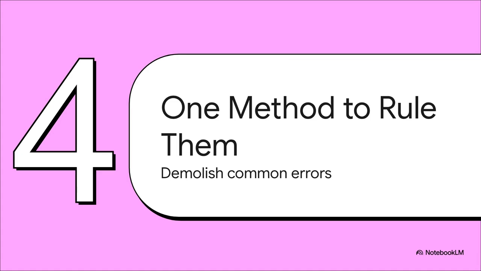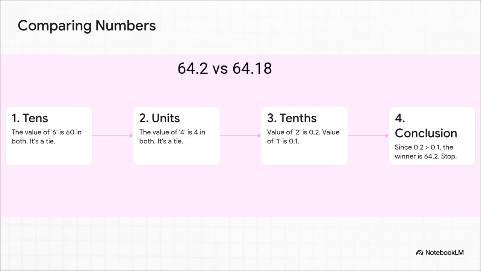And this is where the rubber meets the road, because this framework is so powerful in the classroom. It gives us one single unified method for comparing numbers, for adding them, for pretty much everything. It demolishes those common errors we see day in and day out. So check out the method. All you do is compare the true value of each digit, going from left to right until you find a difference. So let's go back to our original problem, 4.18 versus 4.2.